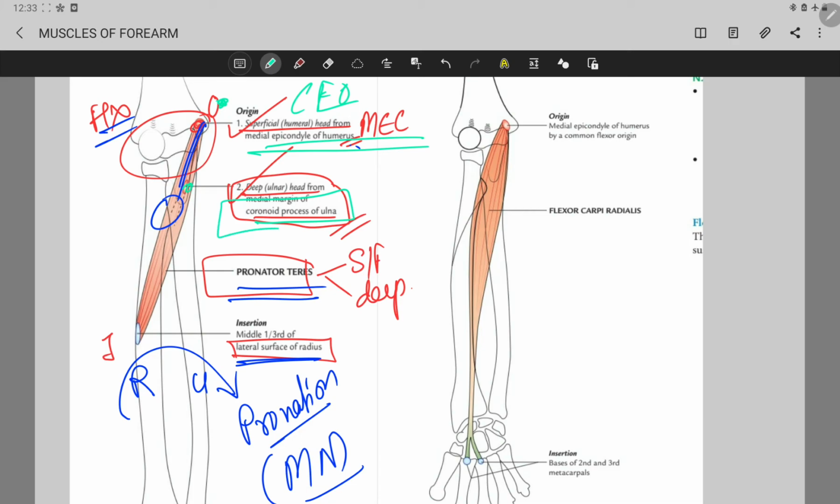Ulna from here, deep head, and then they are inserted on the lateral surface of the radius. When pronator teres contracts, it's causing what? Flexion at the elbow joint. Why? Because pronator teres crosses the elbow anteriorly. Any muscle crossing any joint anteriorly, if it contracts, causes flexion of that joint.